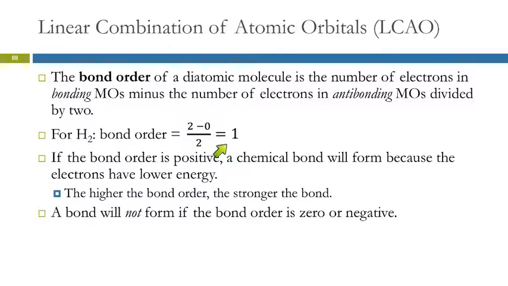If the bond order is positive, if it's greater than 0, a chemical bond will form. That indicates that the electrons are going to have lower energy and a bond will form. The higher the order, the stronger the bond. So if you have a bond order of 3, that's a stronger bond than one with a bond order of 1. If you have a bond order that is 0 or negative, then the bond will not form.